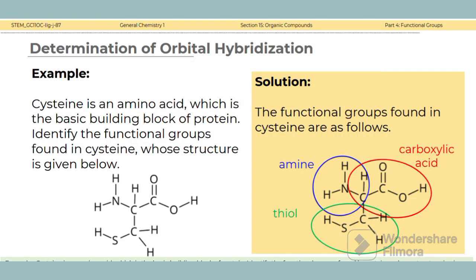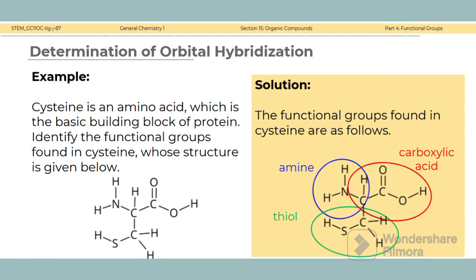Now let's practice our learnings. Let us have an example. Determination of functional groups. Example: cysteine is an amino acid which is the basic building block of protein. Identify the functional groups found in cysteine whose structure is given below.